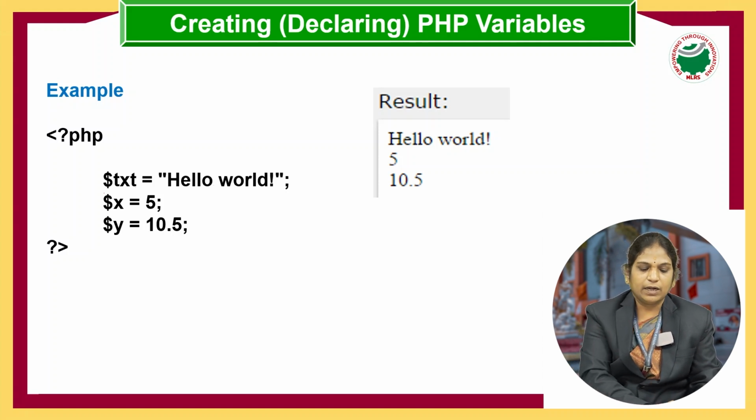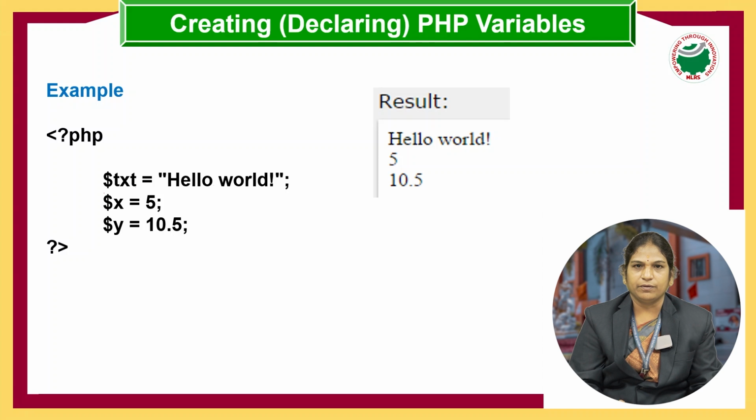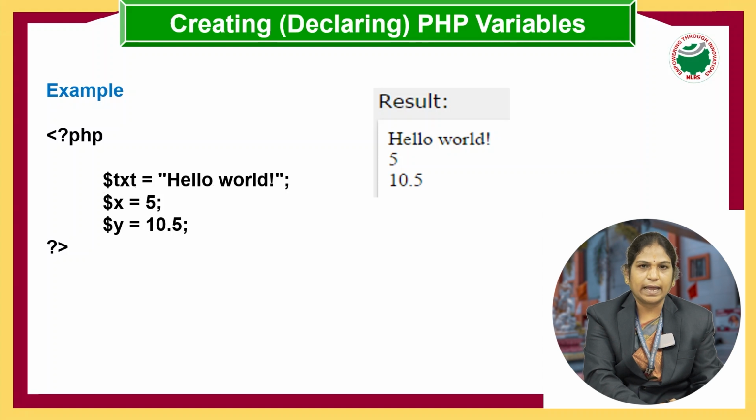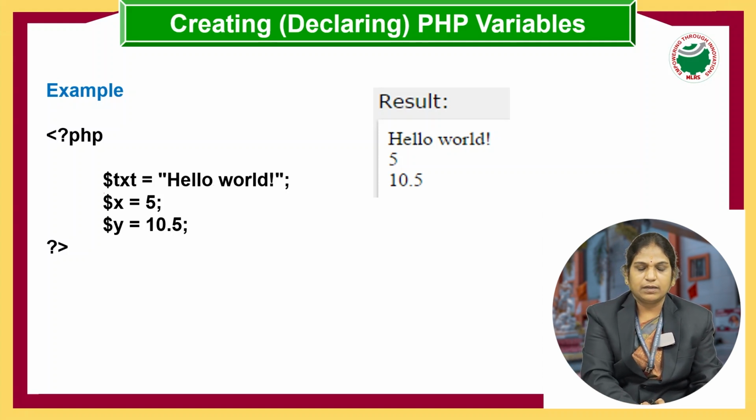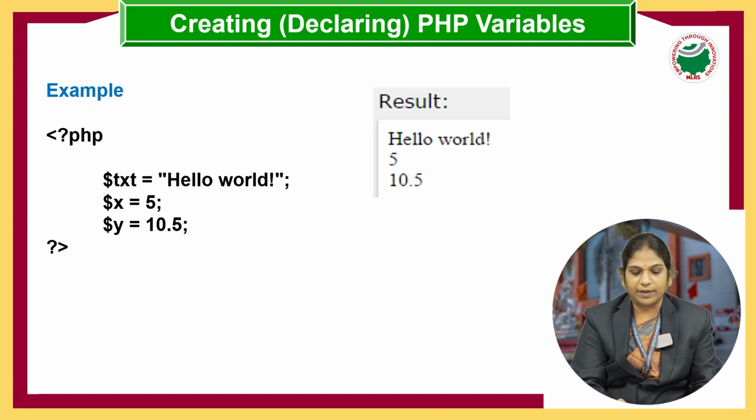And next line, $x equal to 5. As 5 is a numeric value, there is no need to give any quotes, either double or single, because it is a numeric value. And what is the next variable I have declared? $x equal to 5 and $y equal to 10.5. So here $txt is Hello world, $x is 5 and $y is 10.5. If I use echo $txt, echo $x, echo $y.